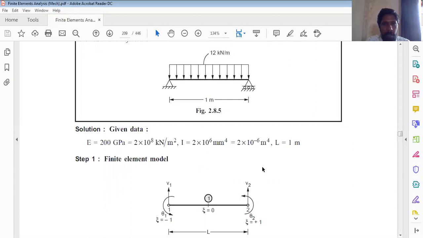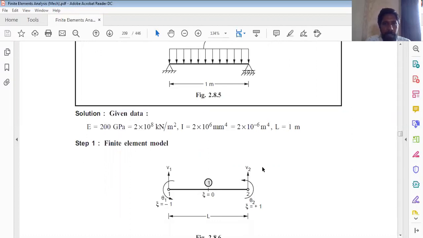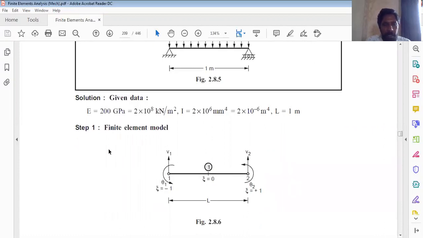Now, it is required to follow the same set of steps to solve the problems related to beam as followed in the analysis of bar and analysis of trusses. The first step is the formulation of the finite element model, or the discretization of the given continuum. So it is a single beam element having two nodes, node 1 and node 2.